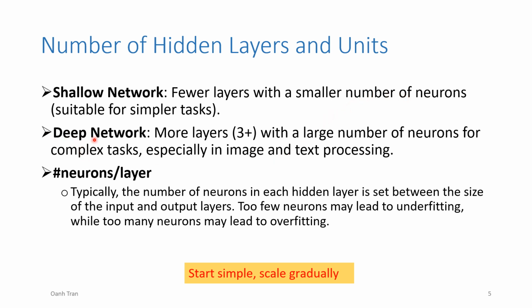It might reach a deep network with more than 3 hidden layers, and each layer might have a large number of neurons for dealing with complex tasks. A deep network is recommended for dealing with image and text processing. By following the principle of starting simple, scaling gradually, you can prevent overfitting and make it easier to diagnose performance issues.